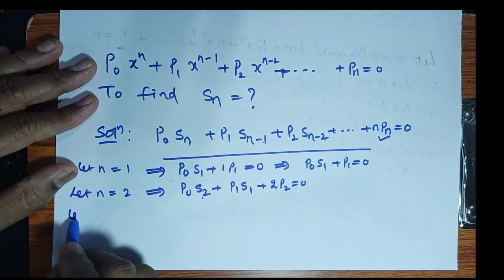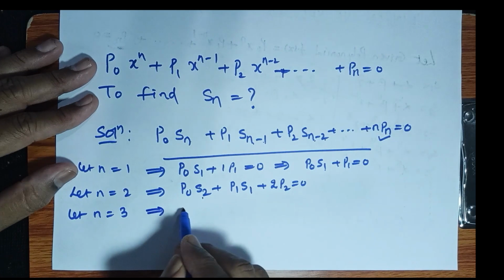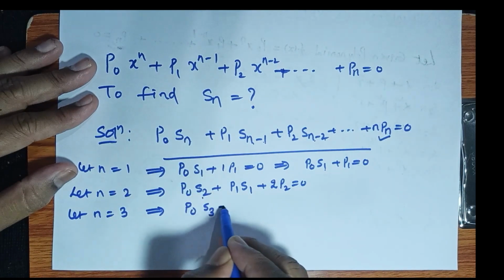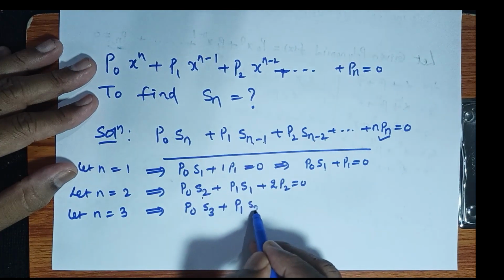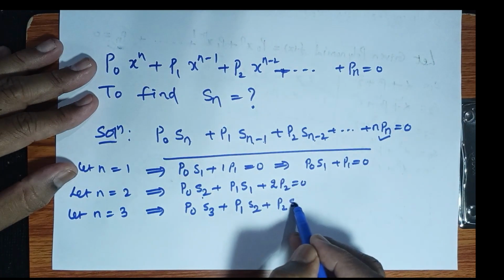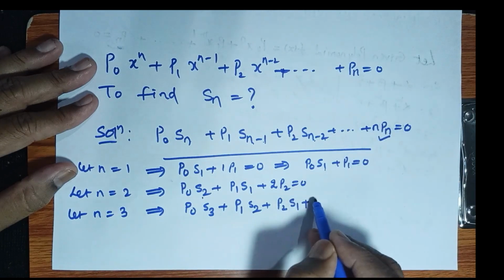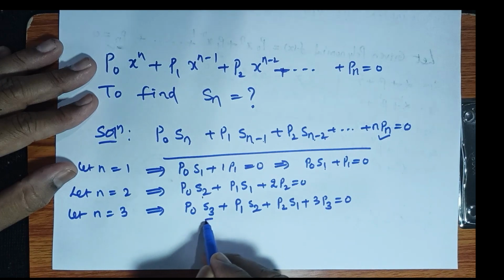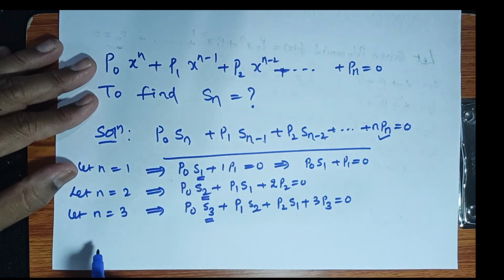Next, if we take n is equal to 3, then it will be P0 S3 plus P1 S2, next P2 S1, and it will be ended by 3 into P3 is equal to 0. By this we can find S3. Here we can find the S2, and here we can find the S1.